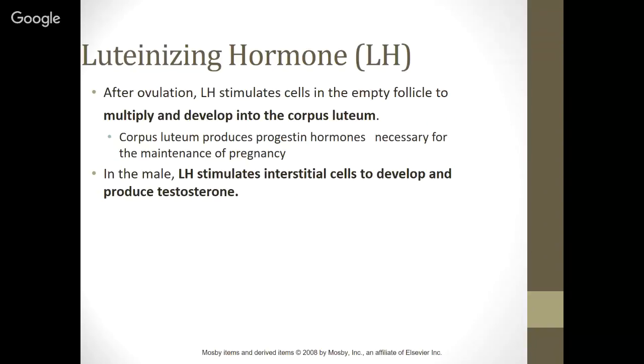In the male, LH is also used. It stimulates the interstitial cells to develop and produce testosterone. Interstitial cells help to keep the sperm healthy. So just like LH in the female protects pregnancy, LH in the male helps to protect the reproductive cells.